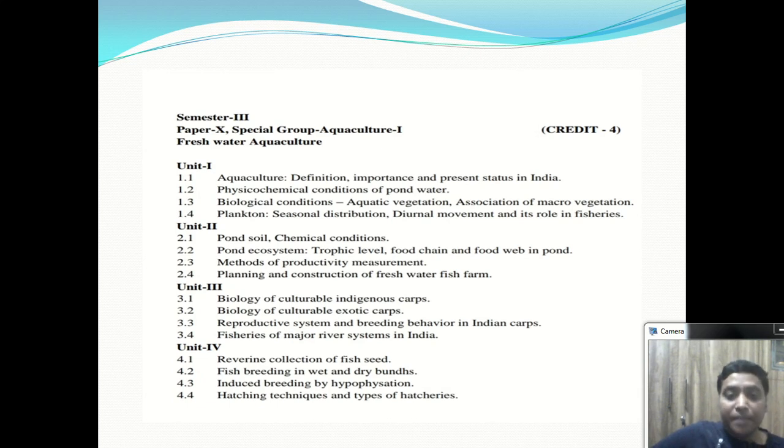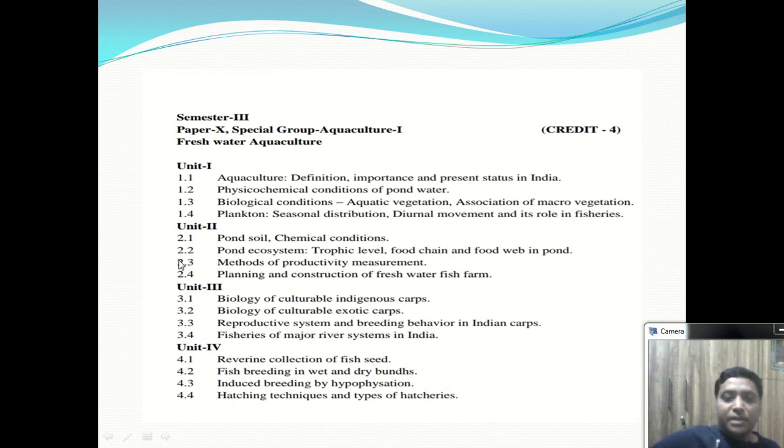Then certain parameters, the chemical condition, are also important, because the organisms, fish or mollusks survive in a particular pH and also a particular temperature. So these physicochemical parameters are also important. To detect them, we perform pond analysis or soil analysis, as well as water analysis, and this part is also covered in the practical.